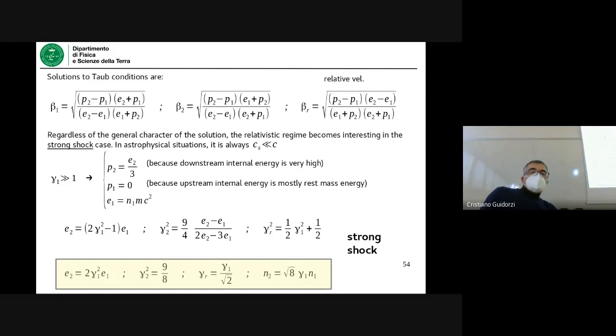What about particle density? Apart from a factor of a few, close to 3, the square root of 8, you have an increase by a factor of gamma. And I remind you, particle density is meant to be in the fluid comoving frame. So in the shocked frame, the number density has increased by a factor of gamma. The more relativistic the shock, the denser the shocked fluid will be compared with the unshocked fluid.